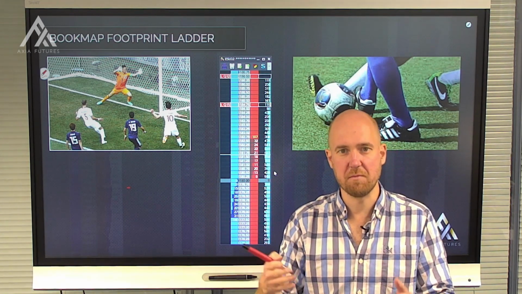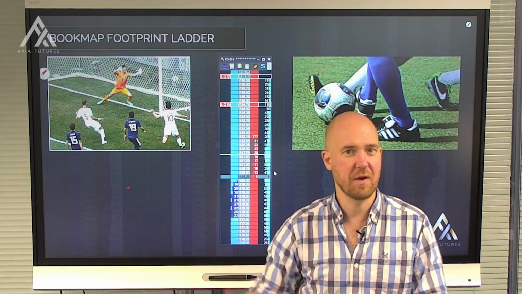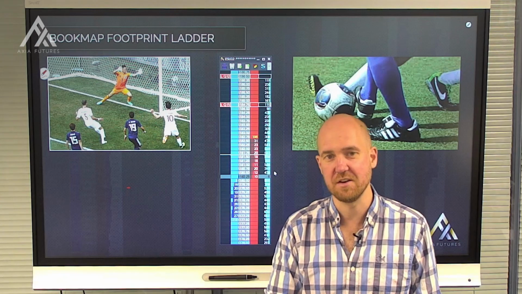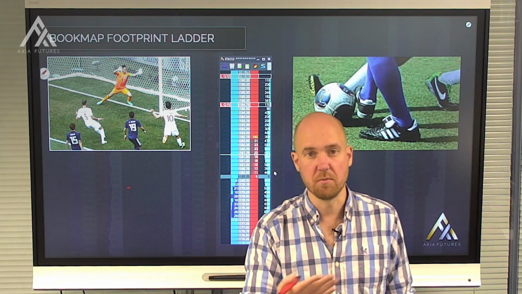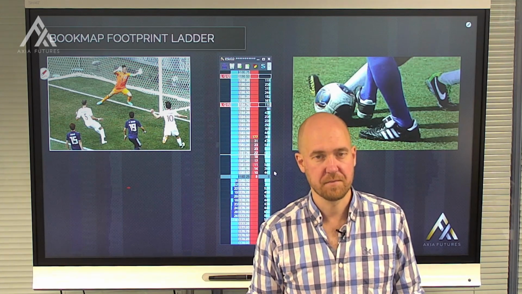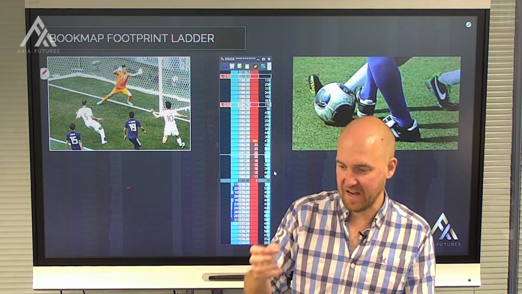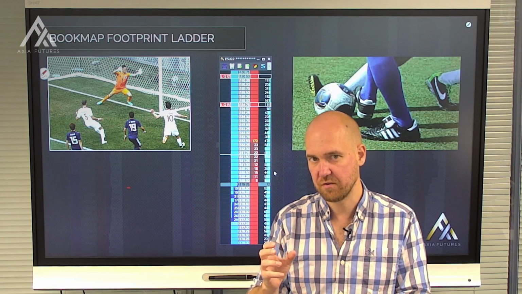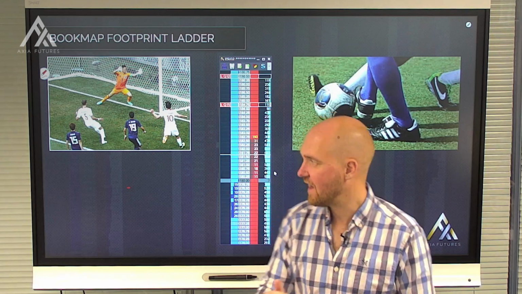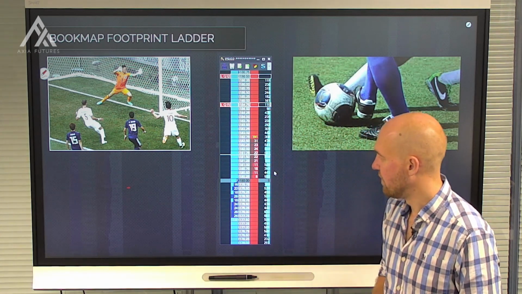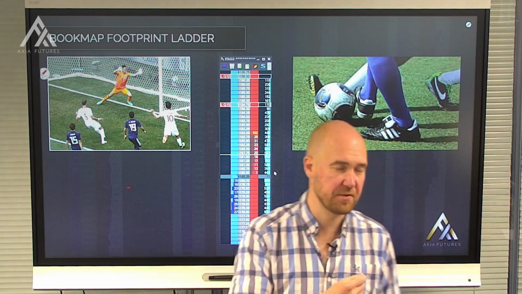But the point of bookmap is whilst it can show you where everybody is on the pitch, if you don't know where the ball is, you don't relatively know the direction of play. You don't know who's more likely to score or not. And so it's very helpful for understanding reactions away from large orders. But what happens when we reach those large orders is only really going to get shown by the price ladder.